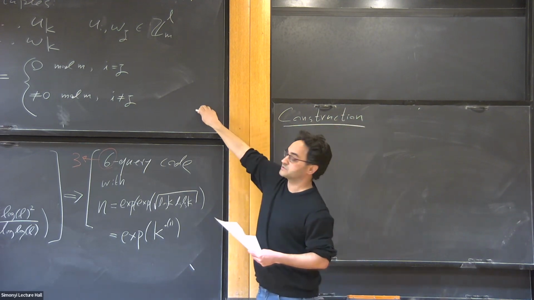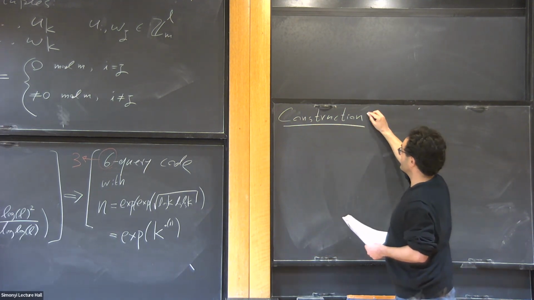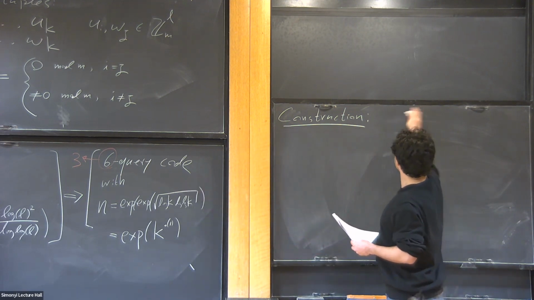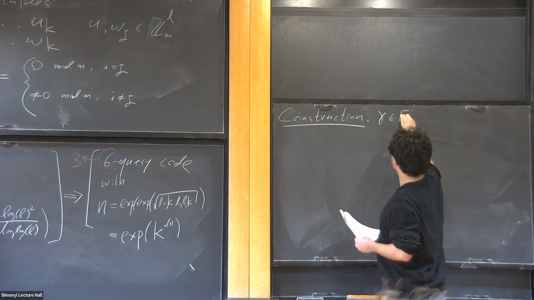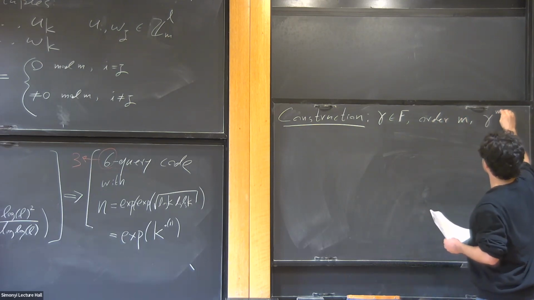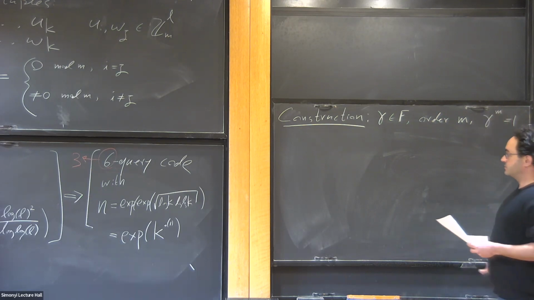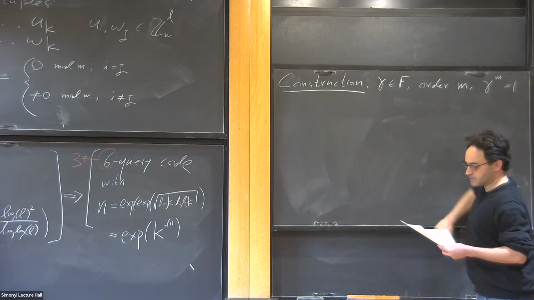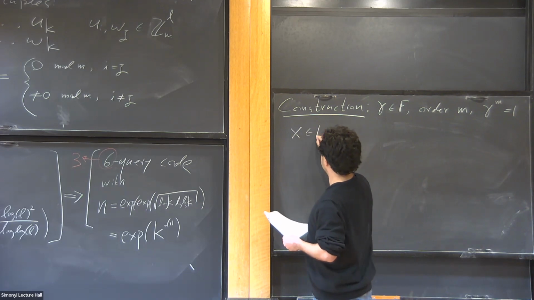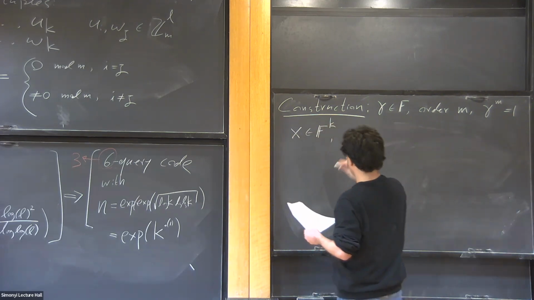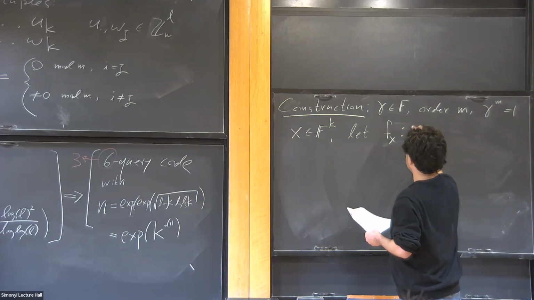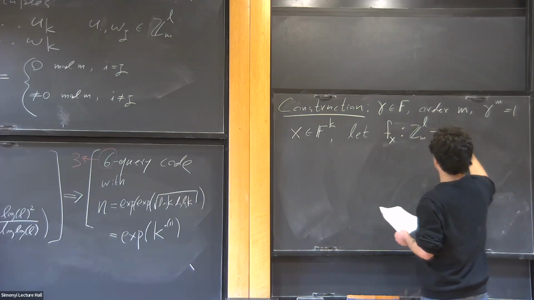Now I'm assuming I have such a family, and that I have a field with an element of order m. Let gamma be of order m, so gamma to the m is 1 and no lower power is 1. Again, we're going to interpret x as a function. So if x is in F to the k, we define a function associated with x, f_x. Now it's a function from Zm to the L to F.